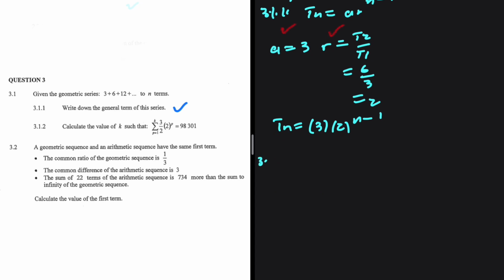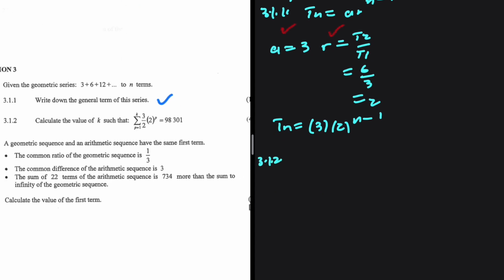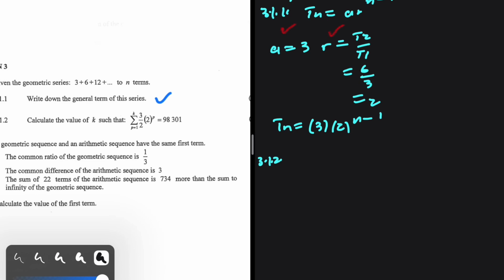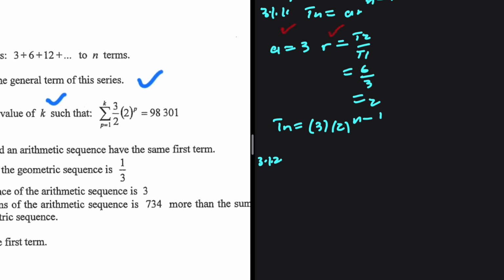Let's move to 3.1.2. In 3.1.2, we're supposed to calculate the value of k such that this sum is equal to 98,301. Okay, let's go ahead and find the terms of our series.